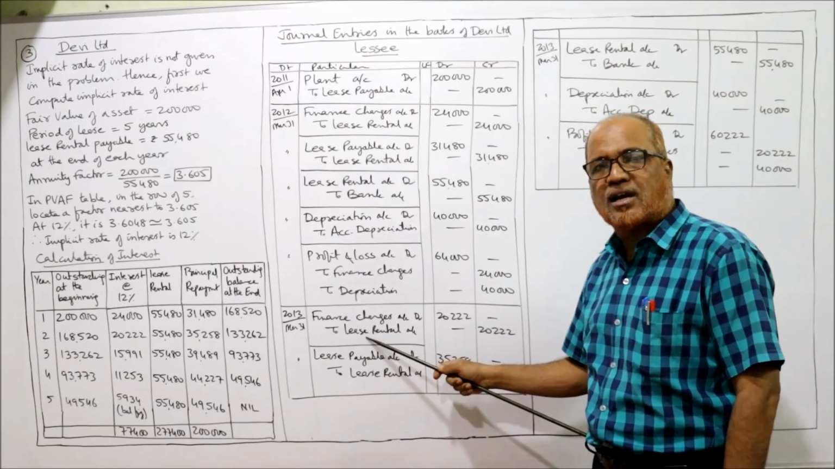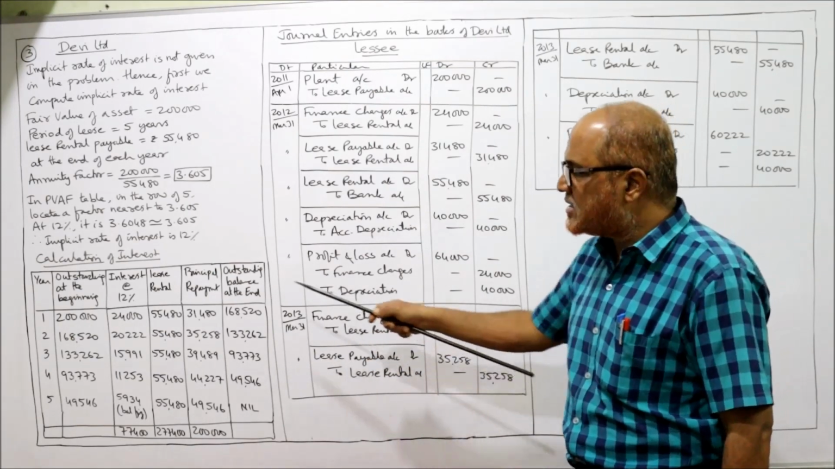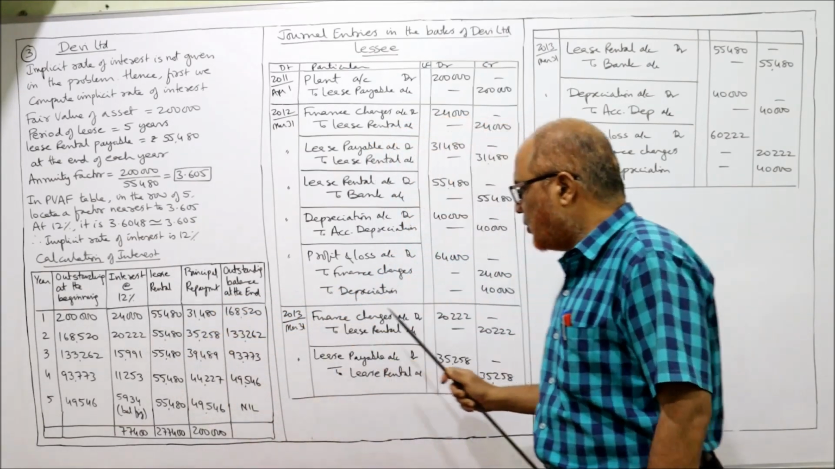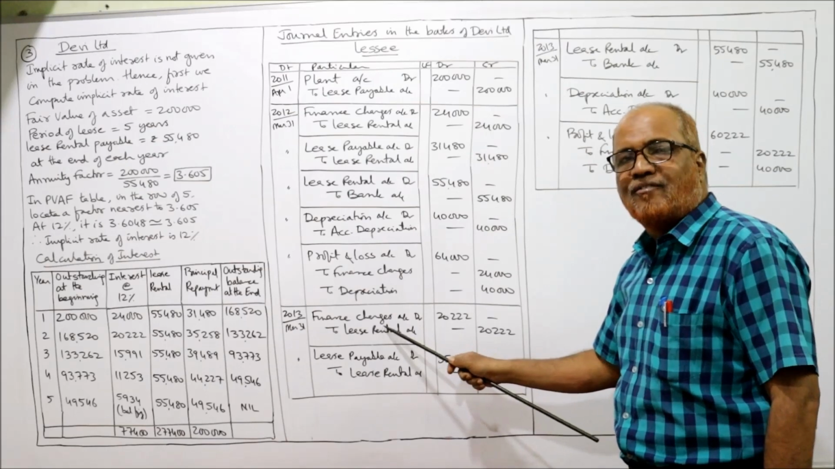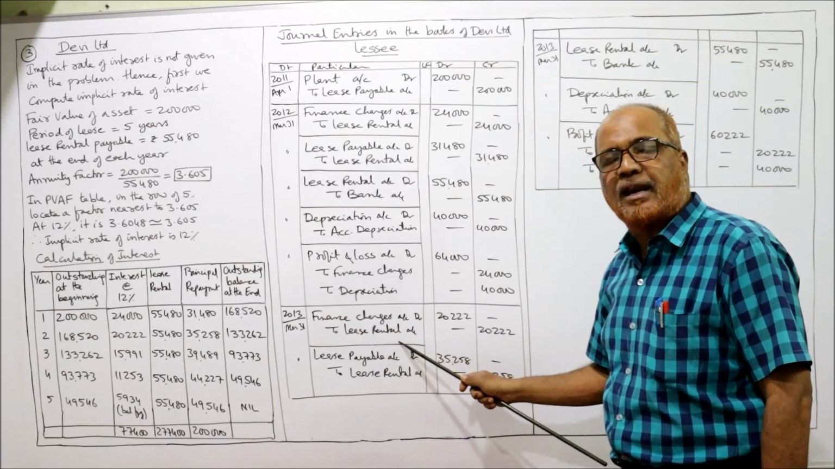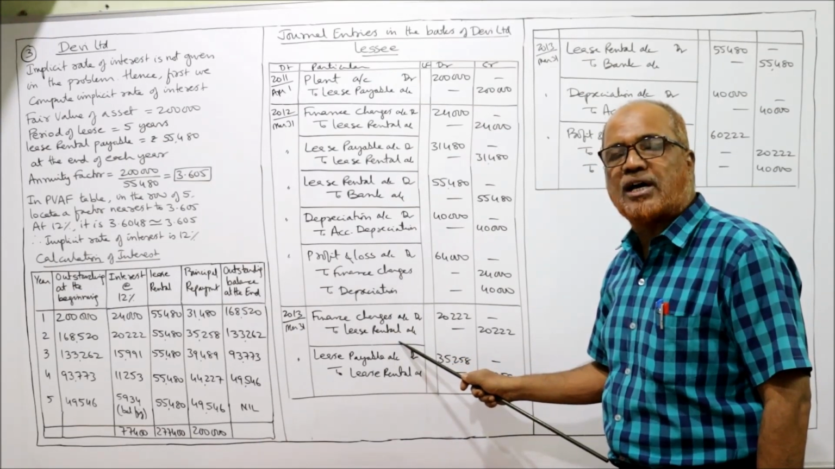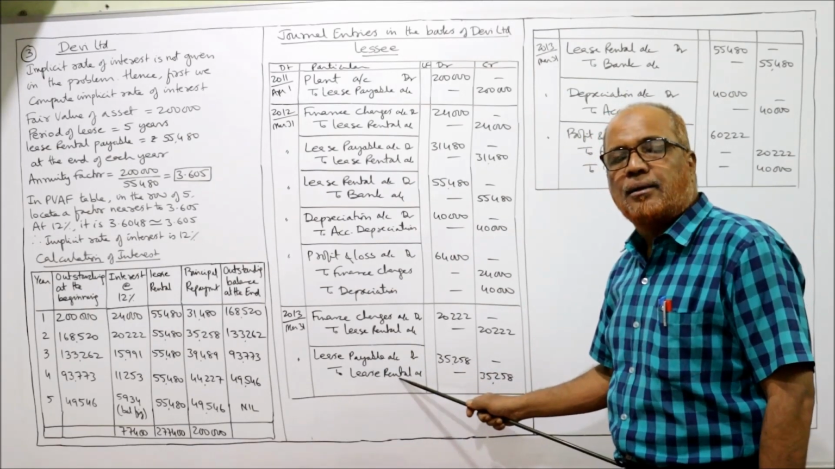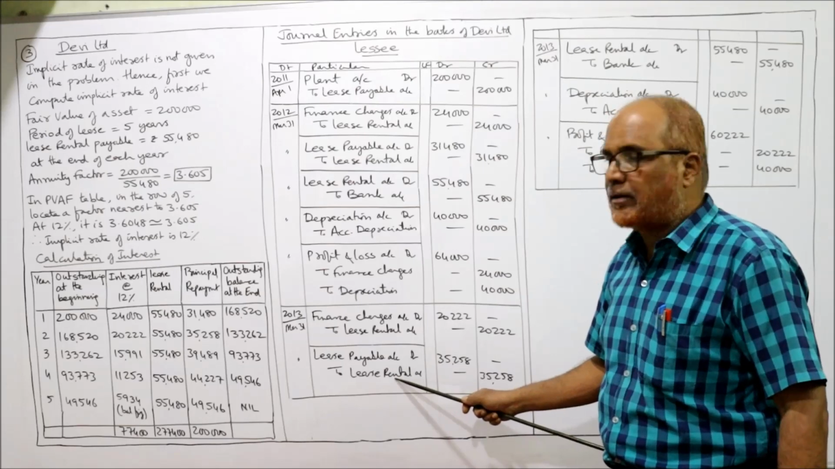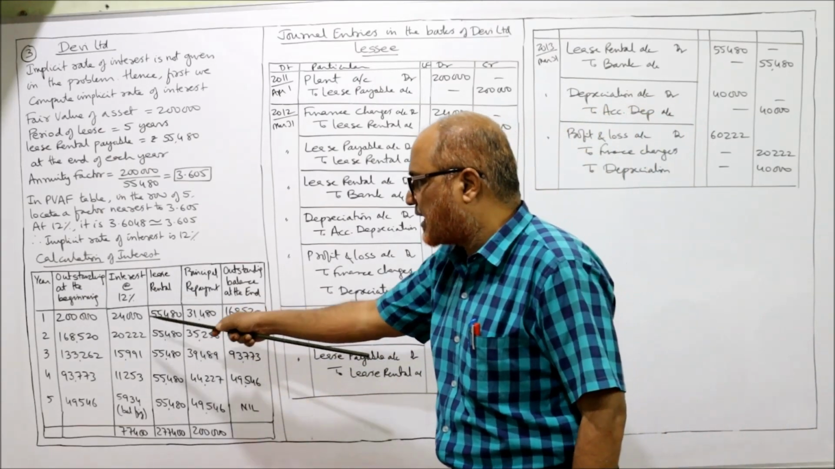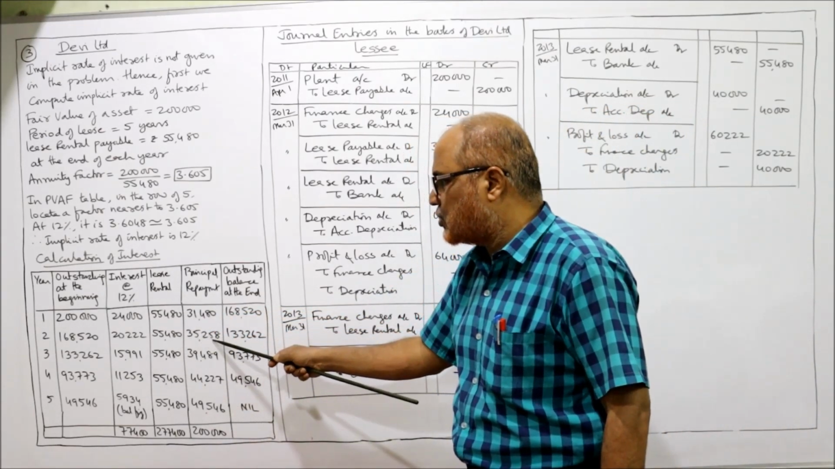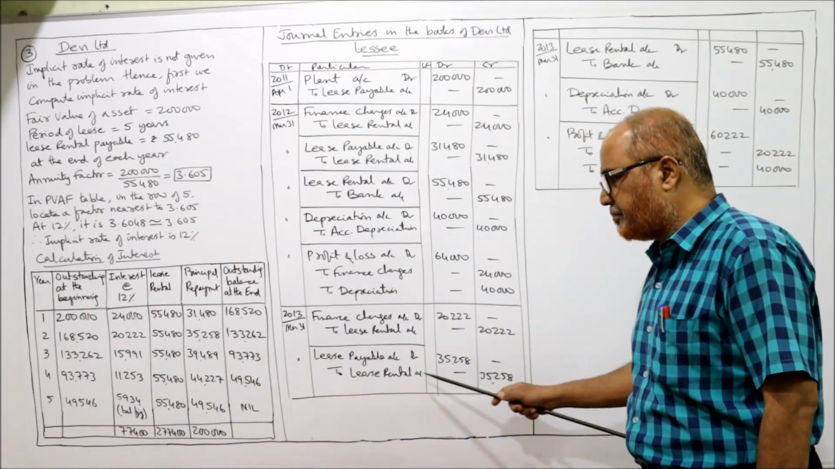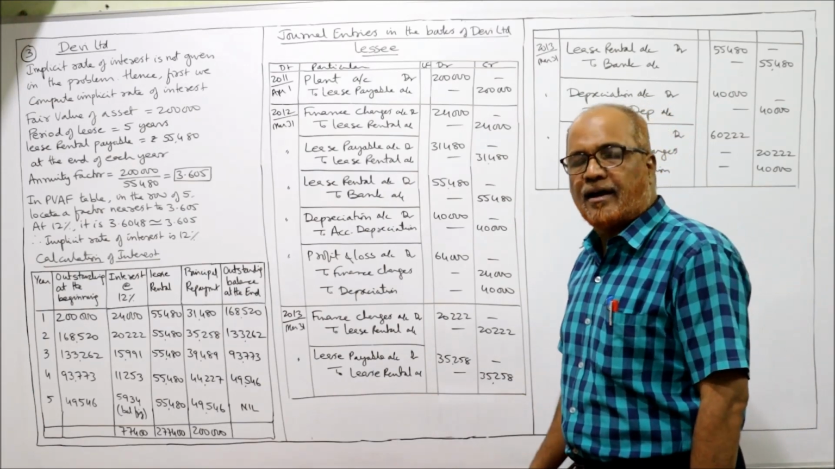The second year is 2013, last year 2012, now 2013, March 31st. First entry, finance charges account debit to lease rental. What is the second year interest charges? 20,222. So 20,222 finance charges account debit to lease rental, being the finance charges due. Second entry, lease payable account debit to lease rental, being the principal amount repaid. How much is the principal amount repaid? Second year you can see 35,258, being the principal repayment.